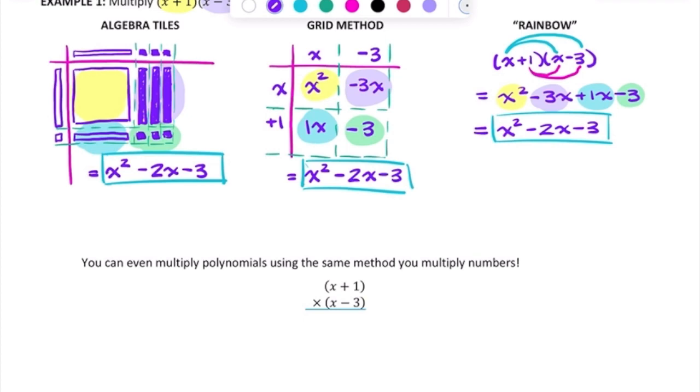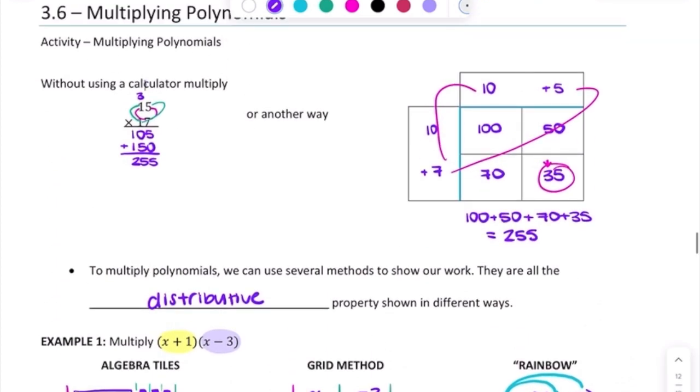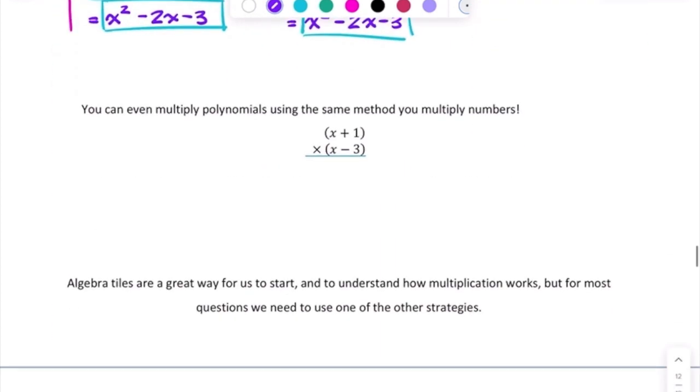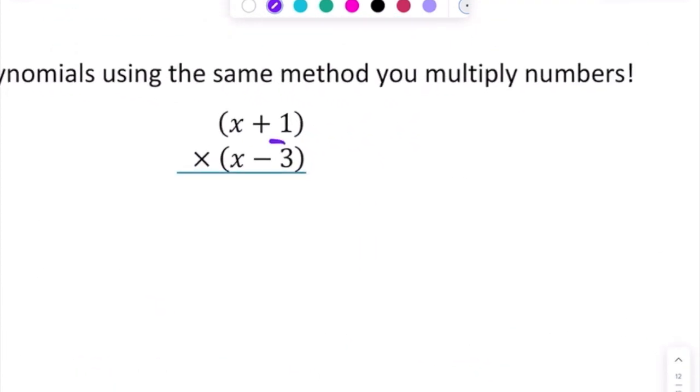Now, just to tie things back full circle here, numbers we're able to multiply this way. Technically, you could do the same thing with polynomials. In our numbers, we took our bottom right digit and multiplied it by everything at the top. We're going to do the same thing, except we're going to take the bottom right term and multiply it by everything at the top. So -3 times +1 gives me -3. And then -3 times x gives me -3x.